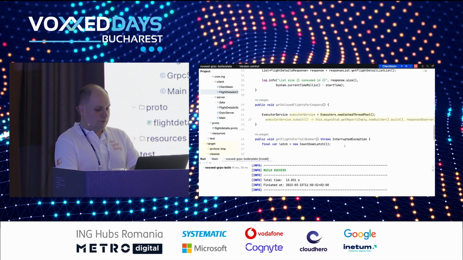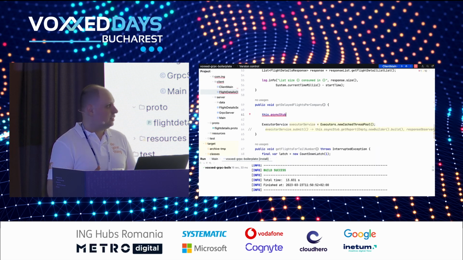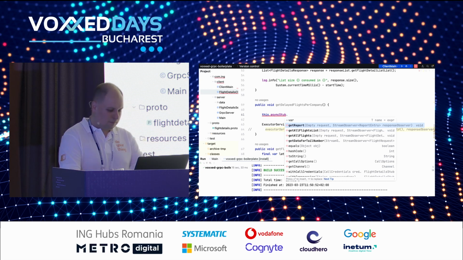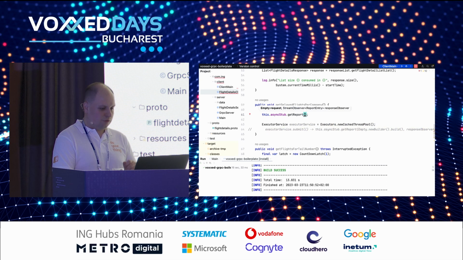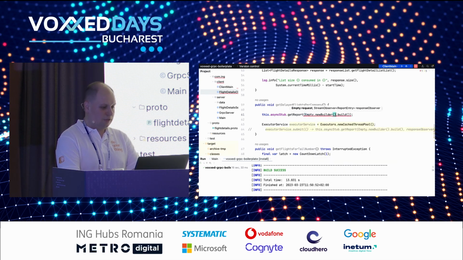Looking at the client side, we always want to start again from how the method definition actually looks. And here we have, for example, get report. And we can see here that we don't need to send anything, and we are going to get back a stream observer. So let's try to call our method. Of course, for the request, I can just say like this. And for the stream observer, let's actually build a response observer. I want to build a stream observer out of a report entry.